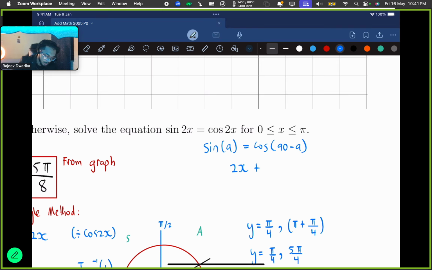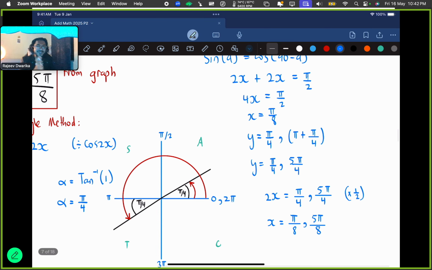So you're going to say 2x plus 2x has to be equal to pi over 2. And so 2x plus 2x is 4x, and 4x is equal to pi over 2. And if you divide throughout by 4, you're going to get pi over 8. Watch that. Boom. Boom. Badness, eh? Badness, eh?